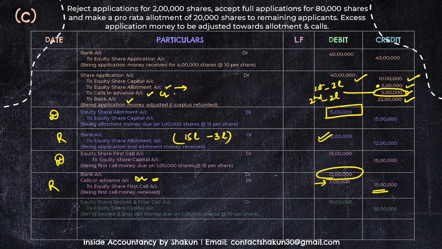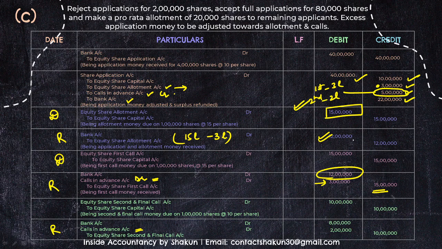Similarly, you pass the entry for due of the final call, which will be same as in the previous cases. And when you pass the entry for receiving, the calls in advance is debited because we have to close this account. So the final call that was already received was, as I said, 2 lakh. So 2 lakh I've already received out of 10 lakh. So 8 lakh is the amount that I'm finally going to receive.